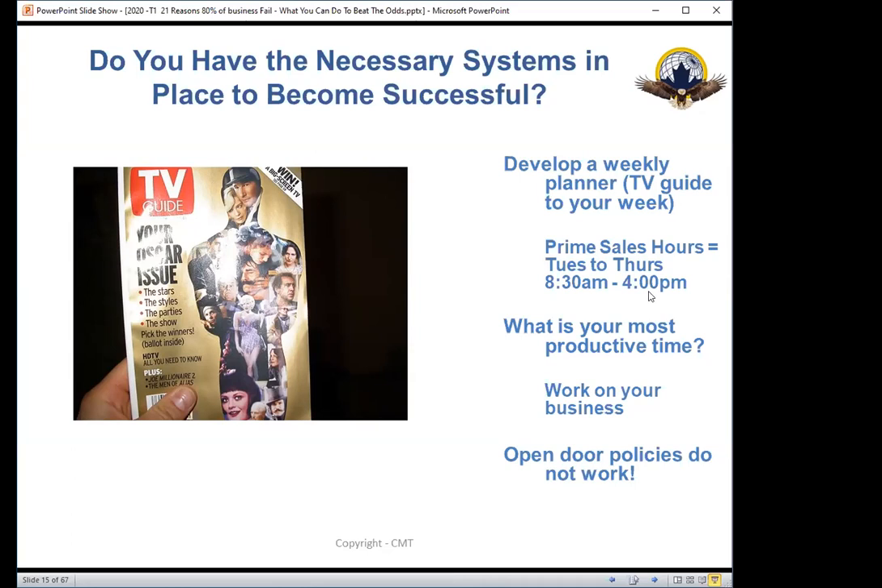And it also depends on the kind of business niche you're in. So this might not be your ideal. We have to figure that out for you. You're going to figure out what is your most productive time as well. When you know your most productive time, you can plan for that most productive time.